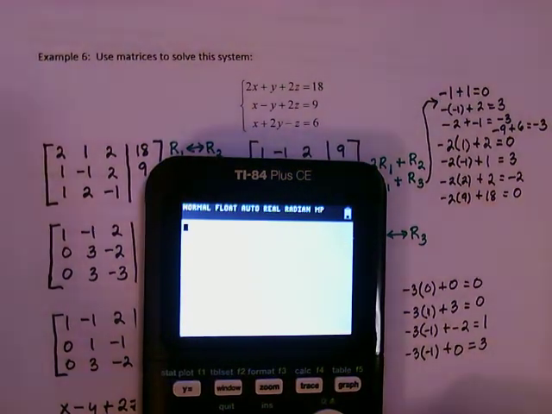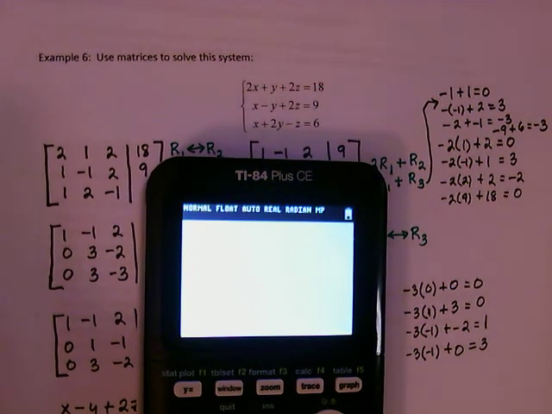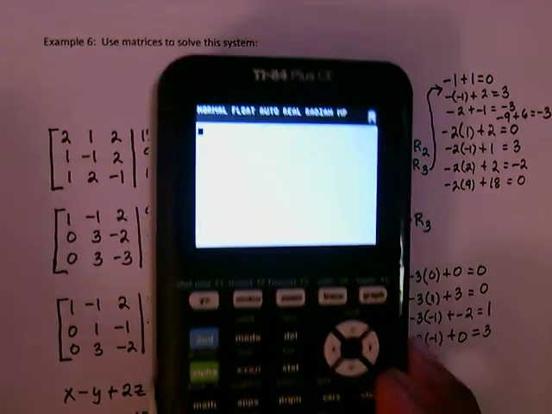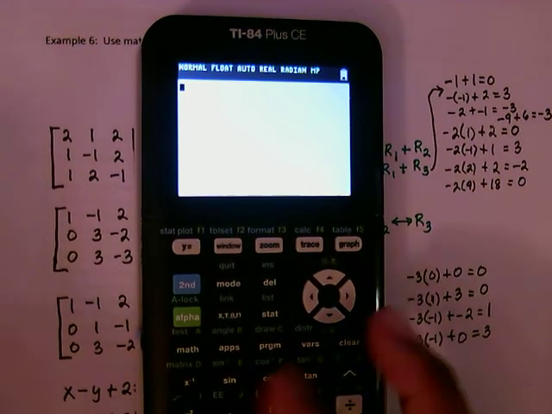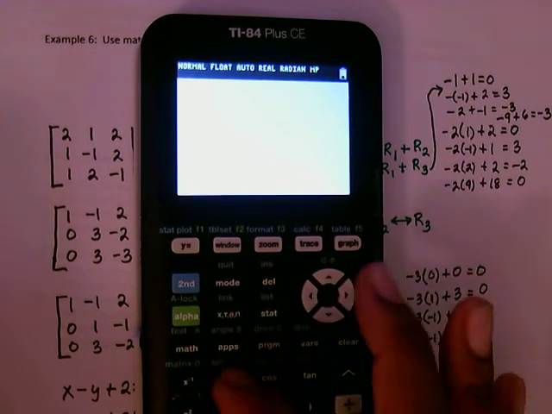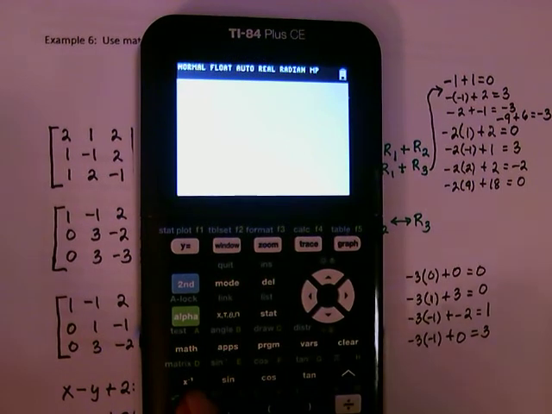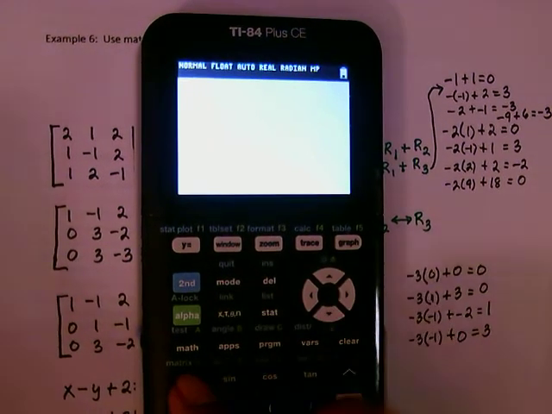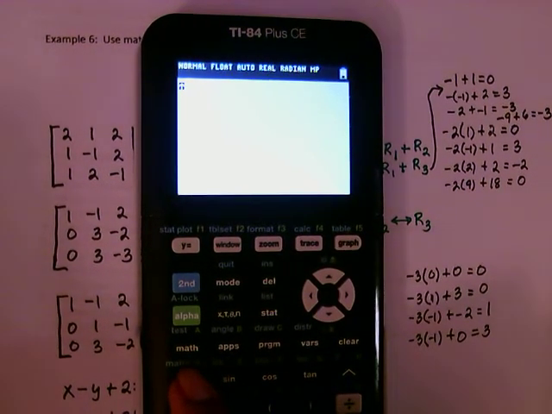Okay, here we go. All right, let's clear this out. Now, the first step is to access the matrix menu by pressing the second key and X to the negative 1. So I'm going to press this button, which is the second key, and then X to the negative 1. That's underneath the math button.